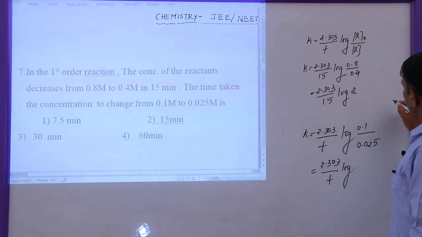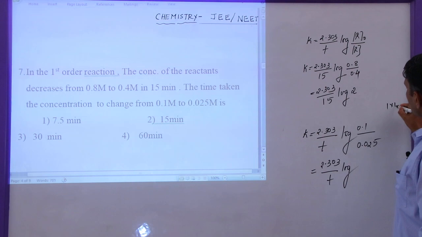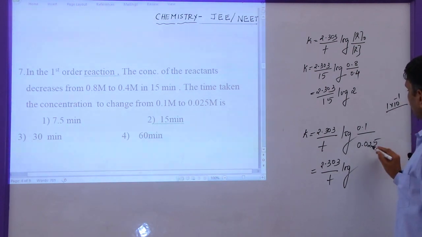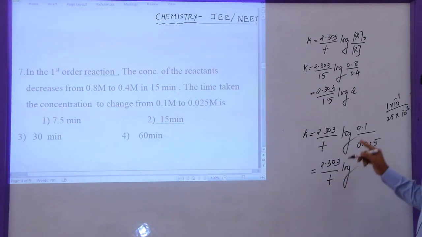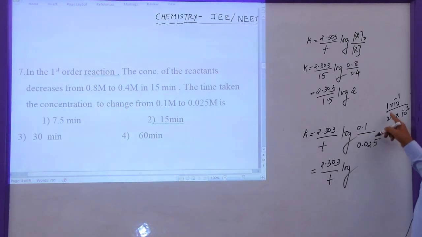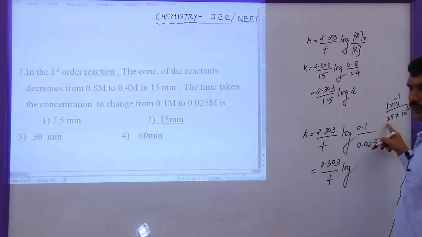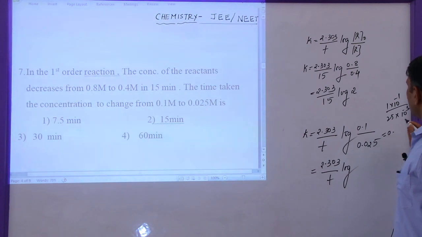Here 0.1, you can write as 1 into 10 to the power minus 1. This one you can write as 25 into 10 to the power minus 3. So we'll solve 0.1 divided by 0.025. We know 1 by 25 means 0.04.